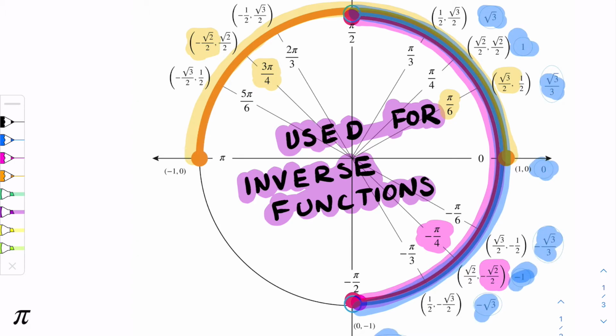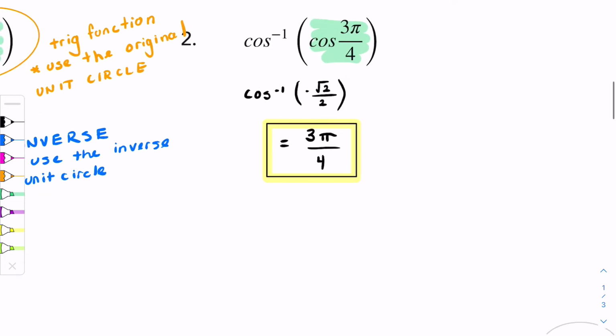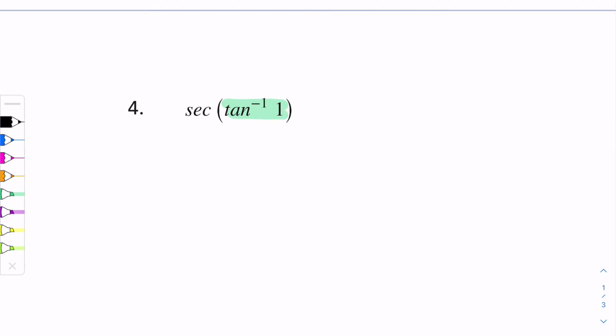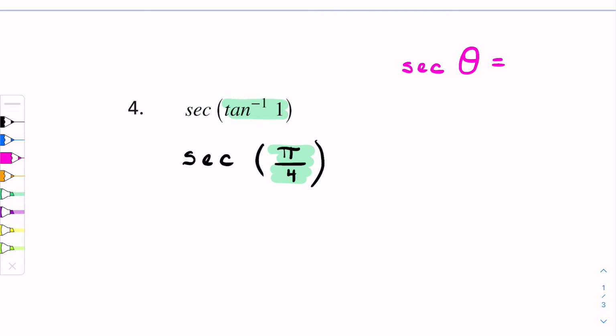So we're looking to find where the tangent value is positive 1. And that happens right here. That corresponds to pi over 4. Okay, so now we need to use the unit circle to find your secant value. And just a quick reminder that secant of whatever angle is equal to the r value. If it's on the unit circle, the r value is 1 over x. So we are going to have to do some calculation here.